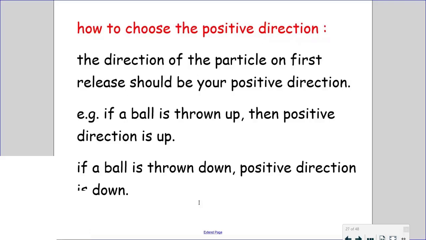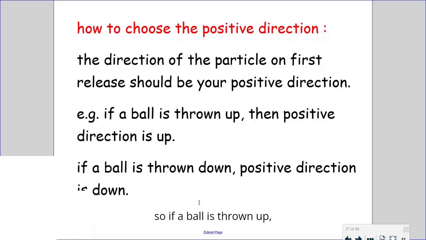And one more thing, I know this is very confusing. How do we choose the positive direction? Right now, in vertical motion, you're going up and down. So your positive direction will either be up or it will either be down for the whole question. And this is something you need to choose at the start and apply it to the whole question, right? Now, the rule that I use generally is look at the direction of the particle when it's first released.